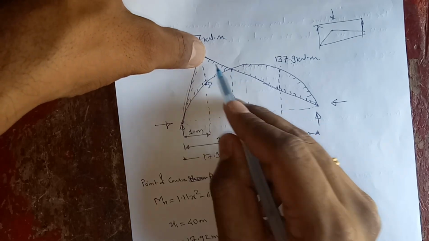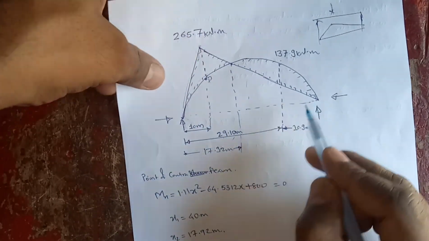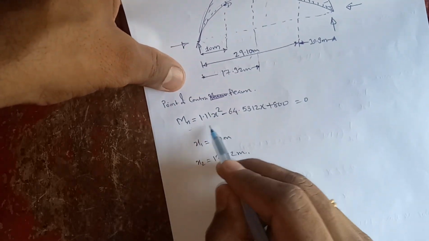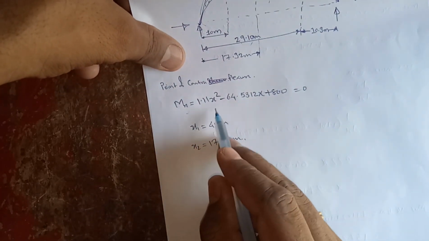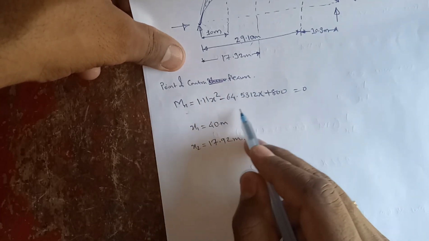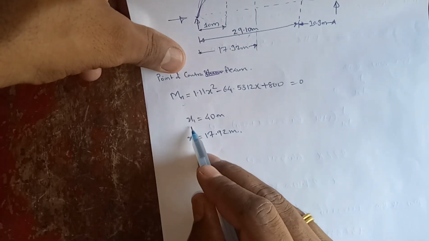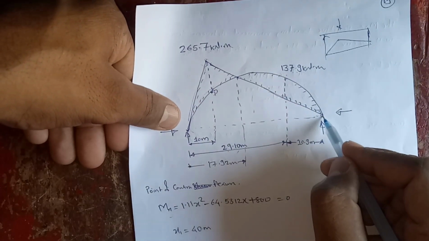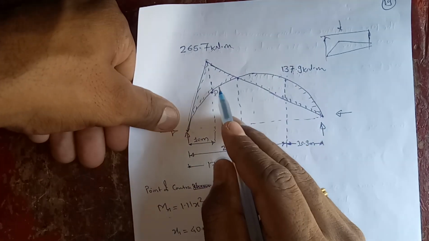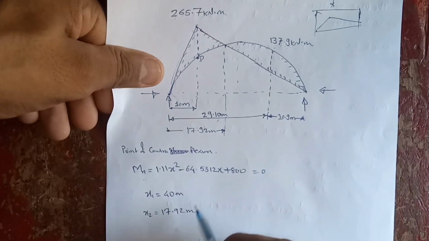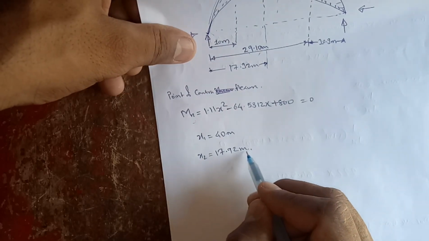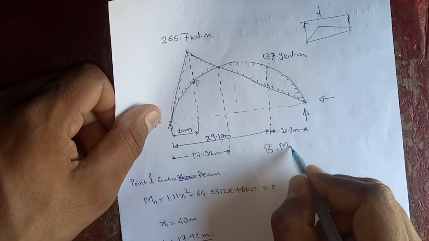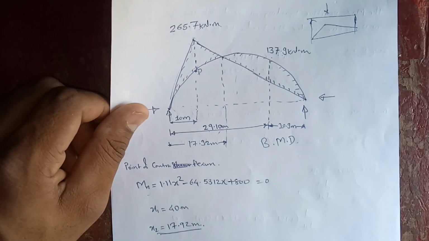changing sign. Since this is located between 10 and 40, we'll write down the Mx equation and say that the bending moment is 0 there. If you substitute that, this is typically a quadratic equation. If you solve this quadratic equation, you will get x1 equal to 40 and x2 equal to 17.92. Definitely at x equal to 40 we have 0 bending moment, and the other point where we get 0 bending moment is at a distance of 17.92 meter. So that's how you can plot the bending moment diagram for an arch.